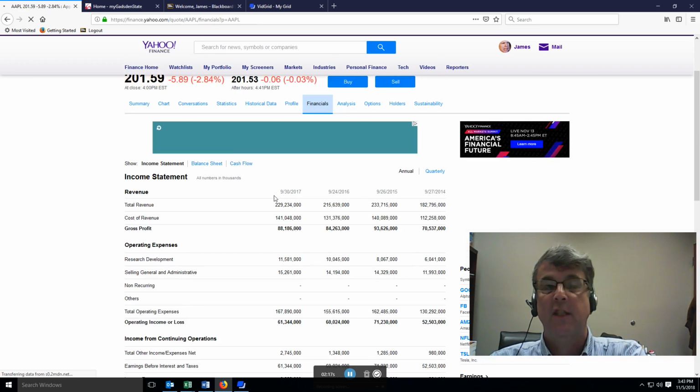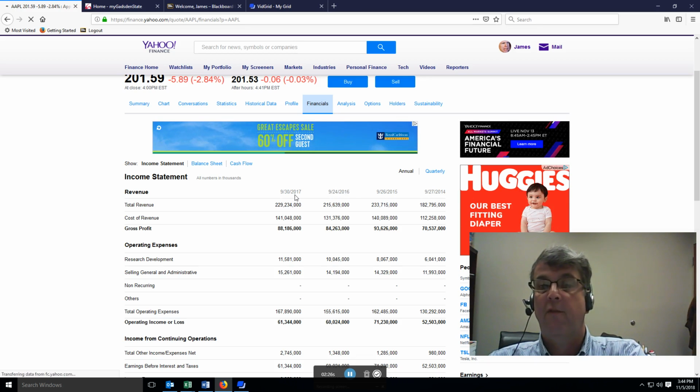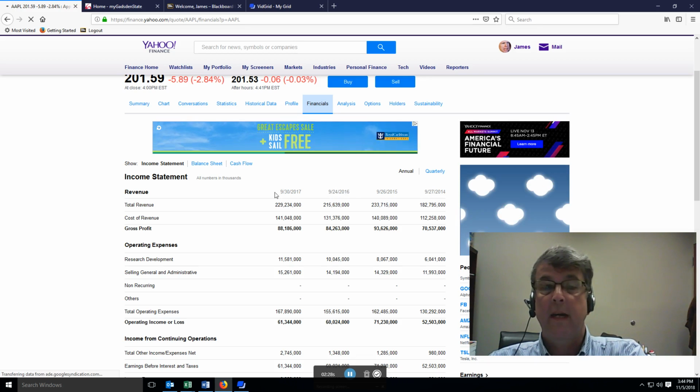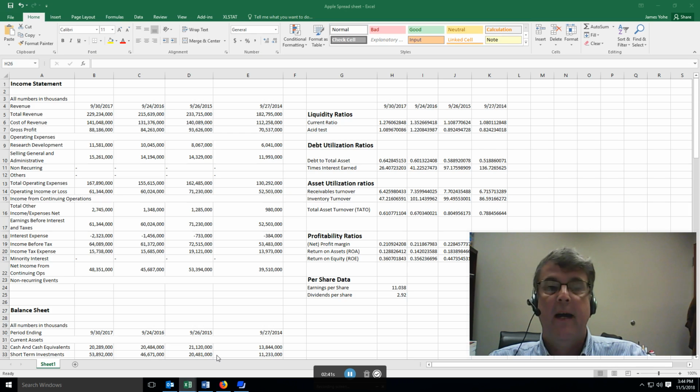You get a balance sheet and a cash flow statement. The columns are 9/30/2017, 9/24/2016, and so on. So these are yearly over the past 4 years. The income statement hasn't been posted yet for 2018, because it's just barely been due. So what I've done is put these things in a spreadsheet here, which I'm calling Apple's spreadsheet.